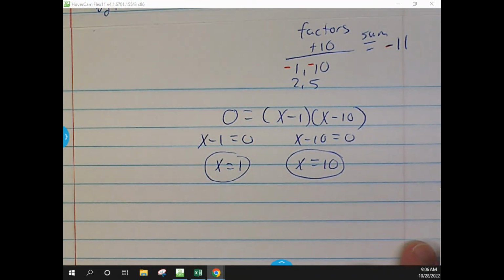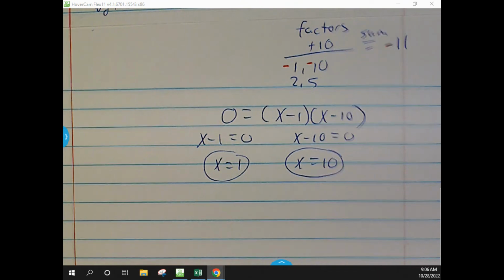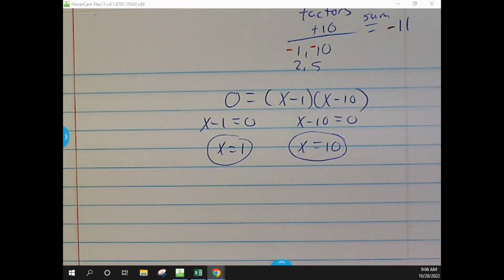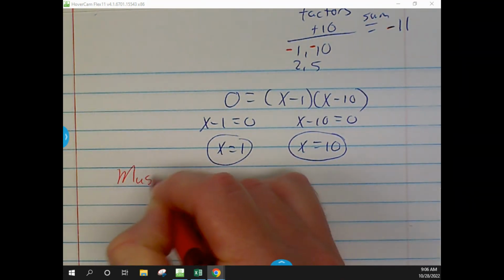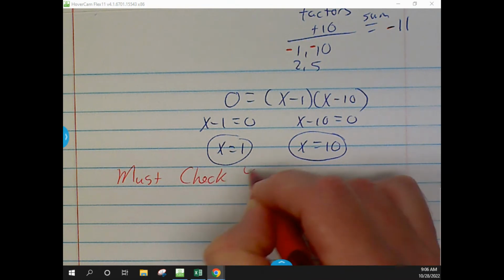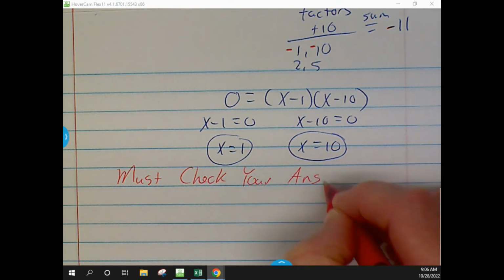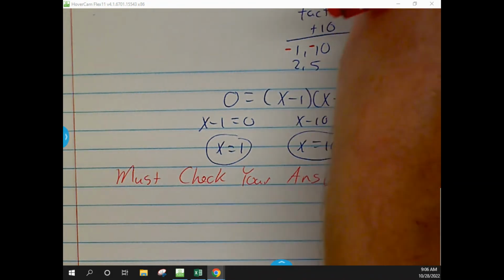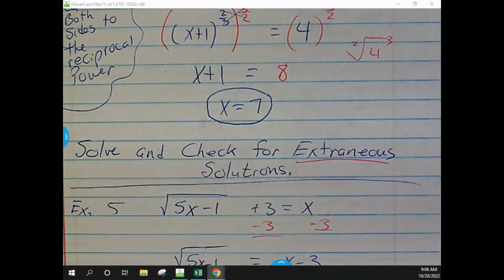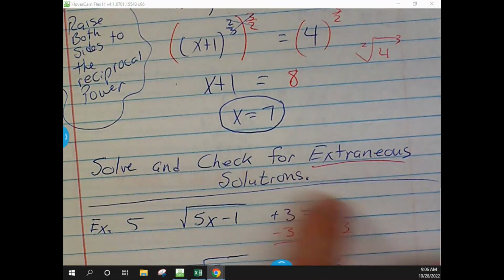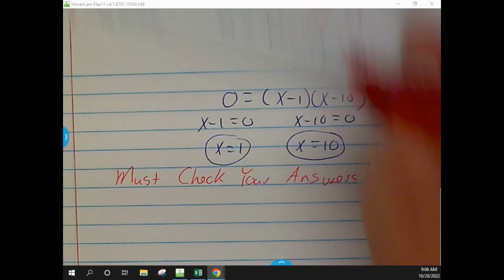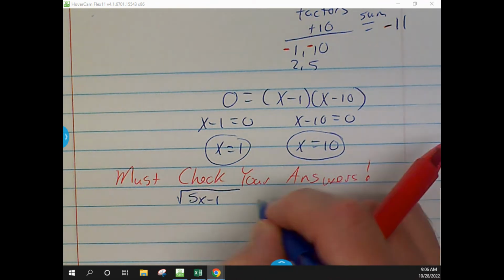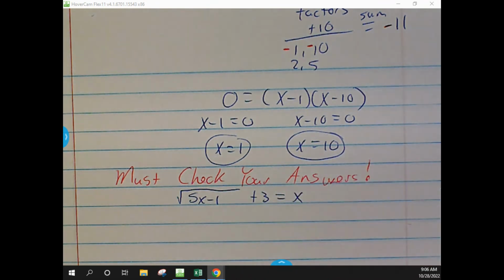Okay, but here's the thing. If they talk about extraneous solutions, this is a must in this case, because a lot of times they don't tell you that you have to check your answers. But this is a must. You must check your answers. So anytime it says extraneous solutions, you have to go back and check your answers in the original equation that we've got here. So that was the square root of 5x minus 1, plus 3 equals x.